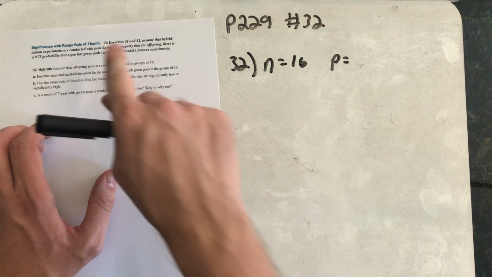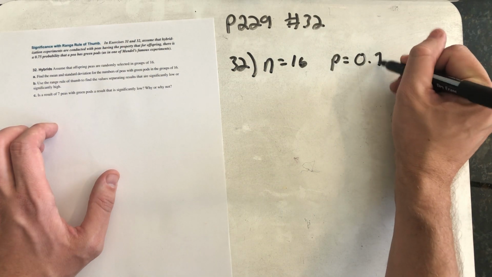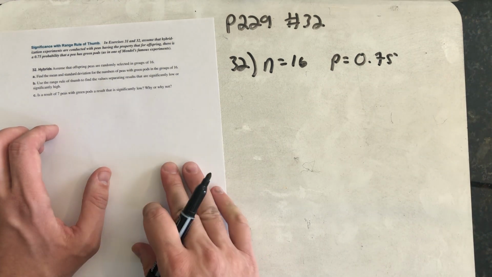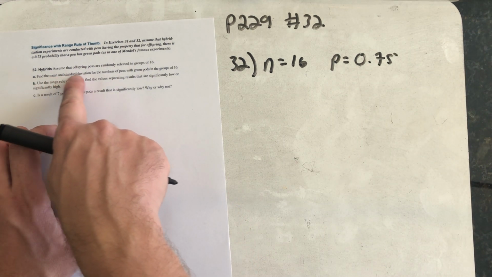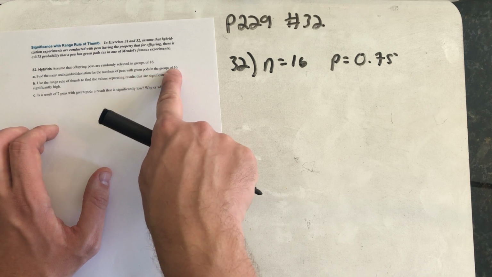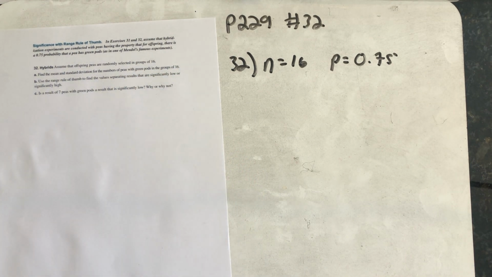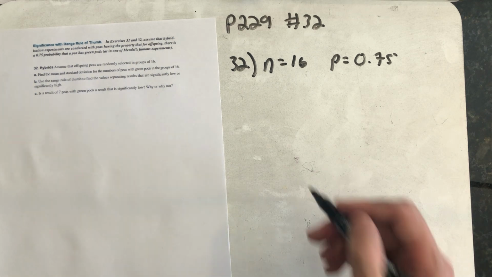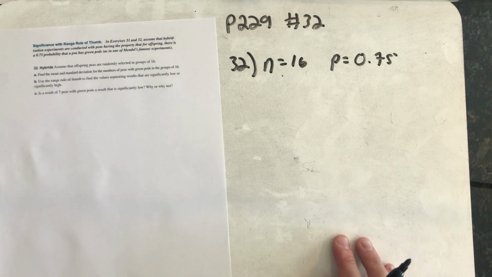The instructions here are giving me the probability of success. We're going to be counting green peas. Find the mean and standard deviation for the number of peas with green pods in the groups of 16. Well, this is a binomial procedure. We're collecting groups of 16, so that's our fixed number of trials.